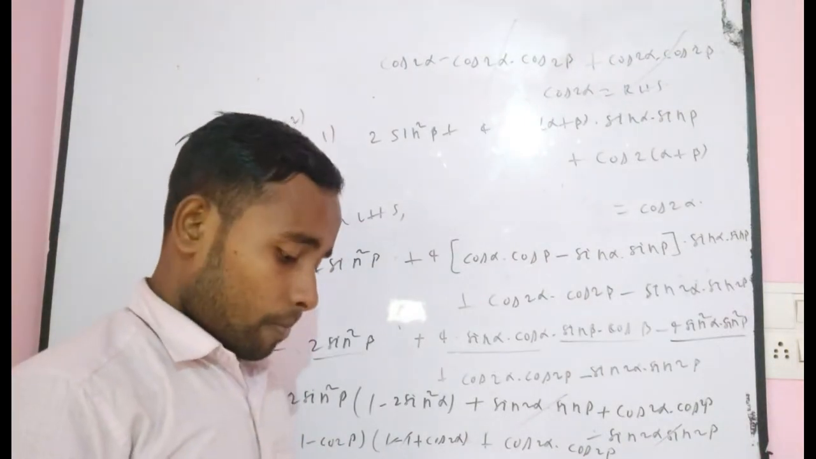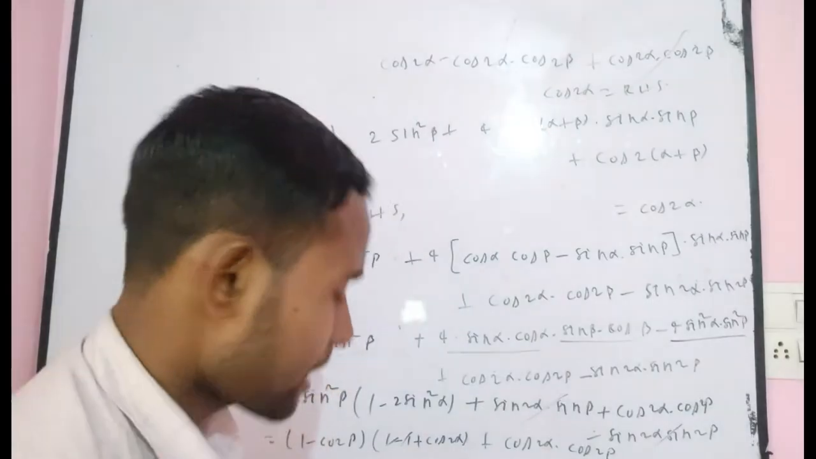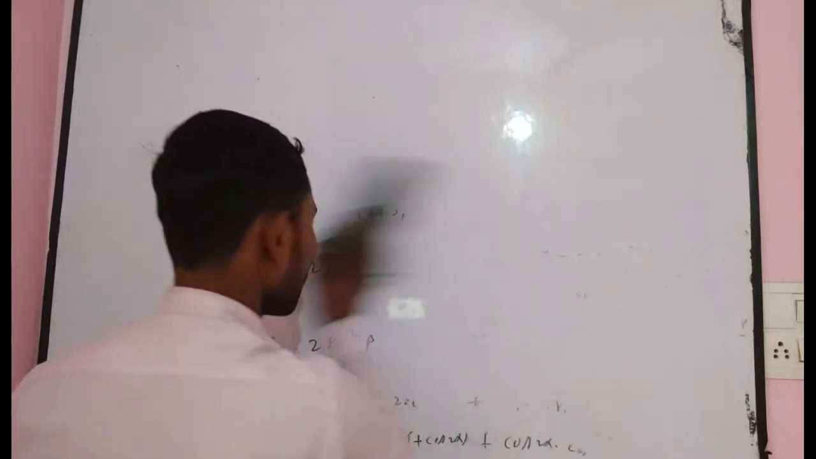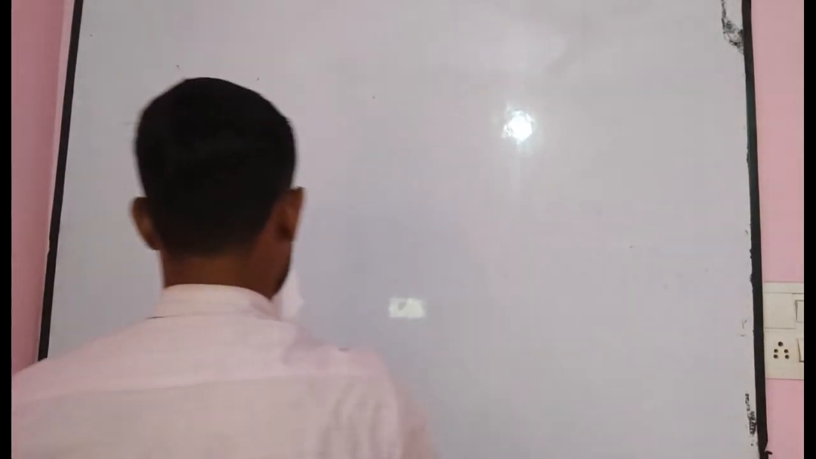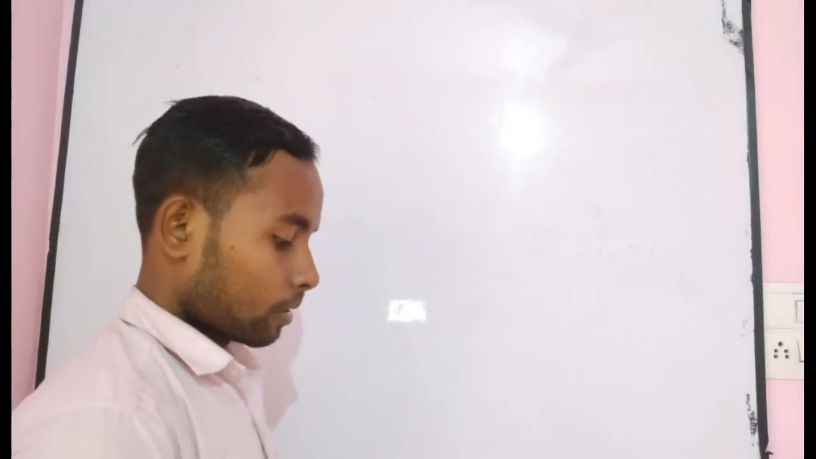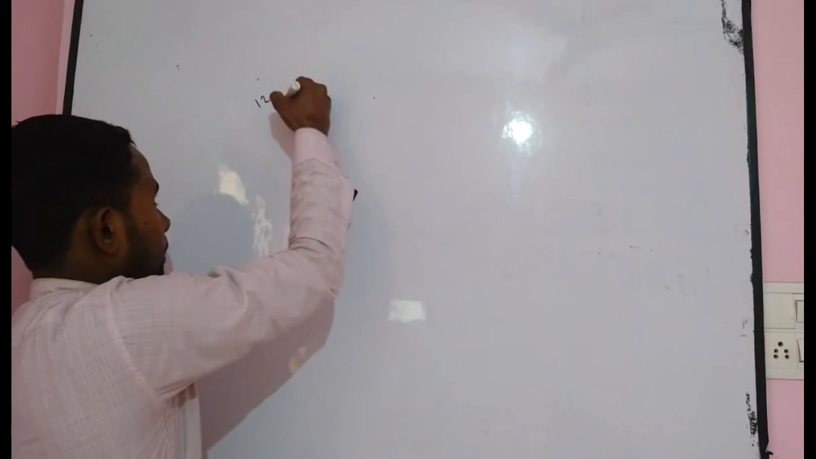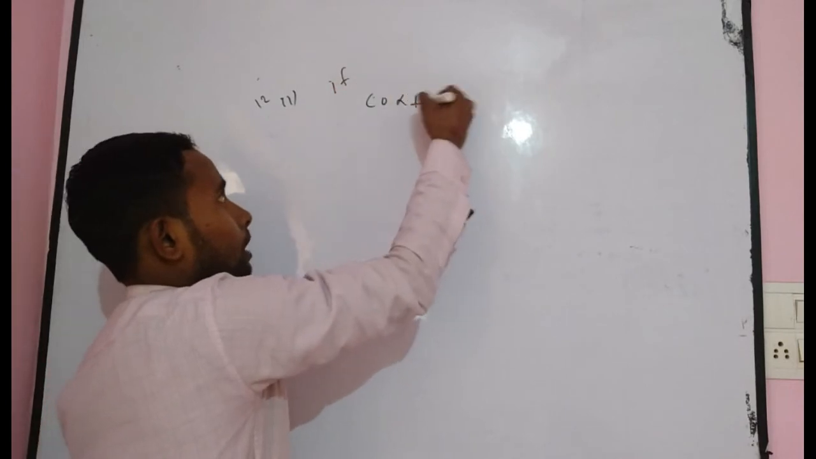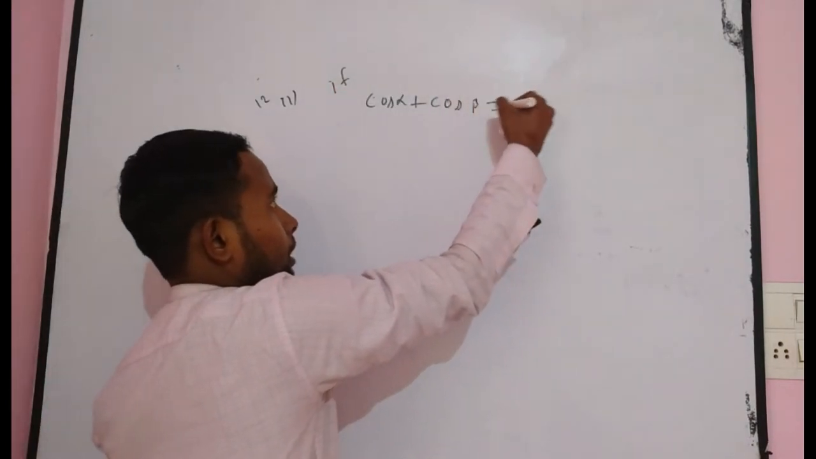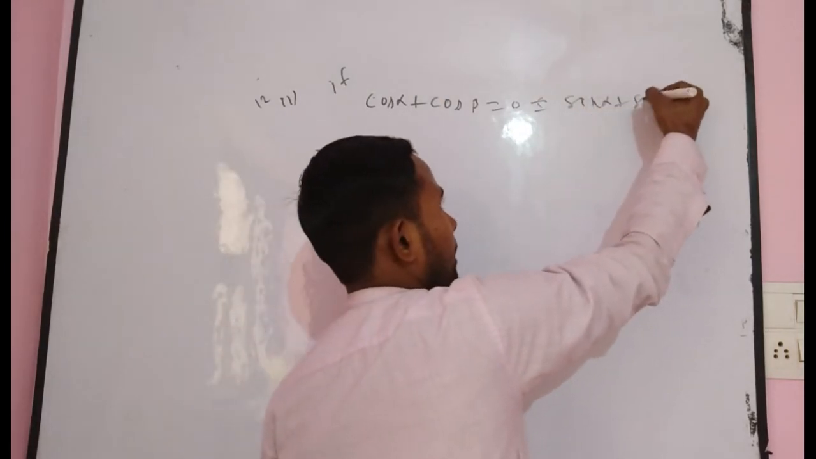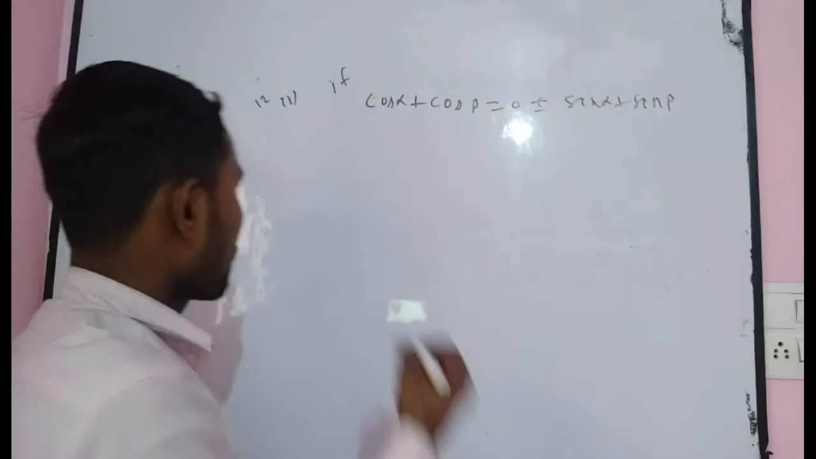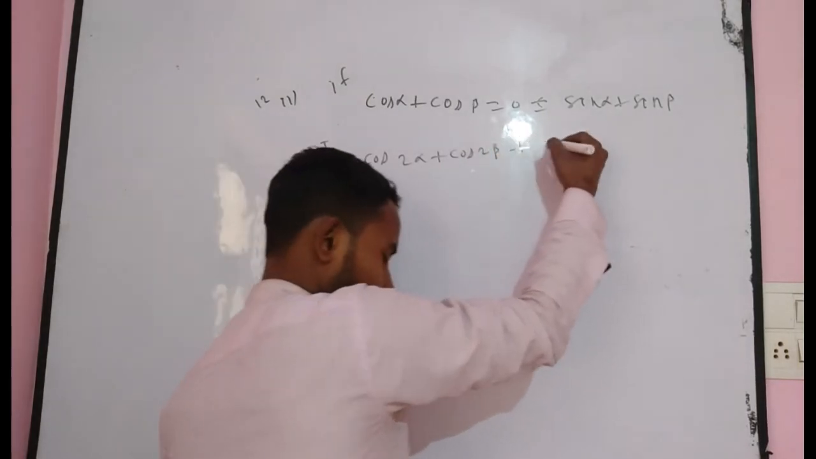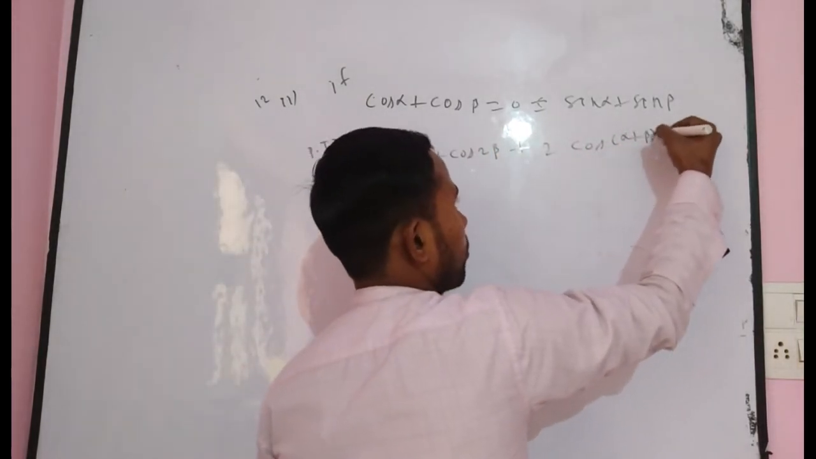I think you understand. Again, I want to take the next example, example 2. It is given that if cos alpha plus cos beta is equal to 0, and it is also equal to sin alpha plus sin beta, then you have to prove that cos 2 alpha plus cos 2 beta plus 2 cos alpha plus beta is equal to 0. You have to prove it.